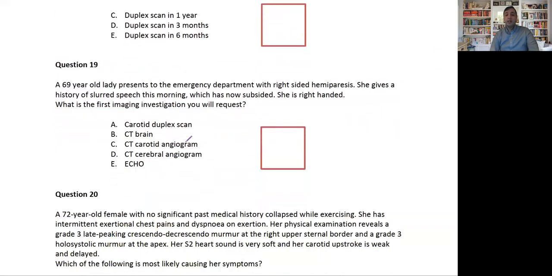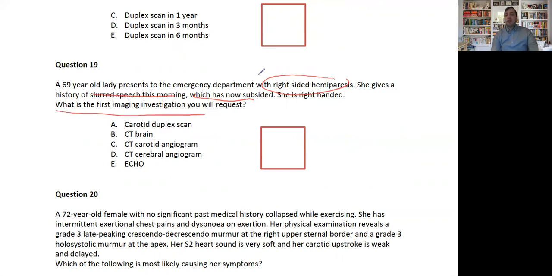So question 19. A 69-year-old lady presents to the emergency department with right-sided hemiparesis. So, acute onset of neurological symptoms or neurological deficit. She gives a history of slurred speech this morning, which has now subsided. So her symptoms, slurred speech and neurological deficits, have all subsided. She is right-handed. What is the first imaging investigation you will request here?